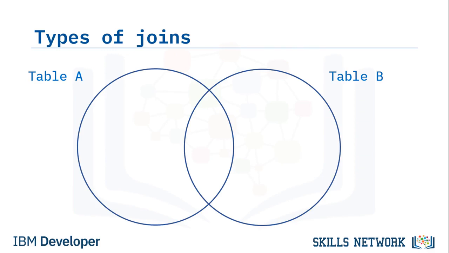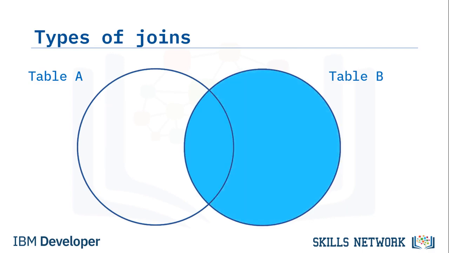SQL offers you several different types of joins. You can extract a dataset corresponding to the intersection of the two tables involved, or you can choose a bigger dataset. You can go up to the point of selecting the combination of all the data from these two tables.